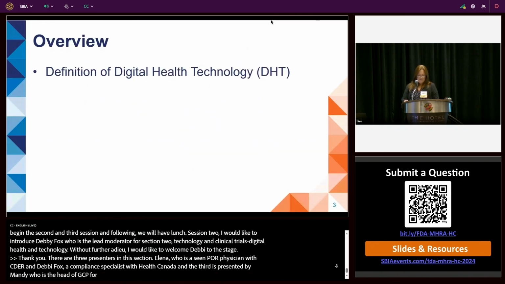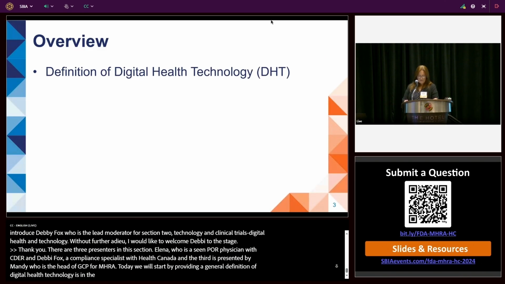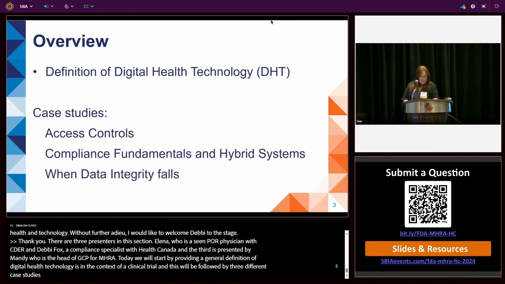Today, we will start by providing a general definition of what digital health technology is in the context of a clinical trial. And this will be followed by 3 different case studies, which also include some important compliance considerations when working with digital health technology.